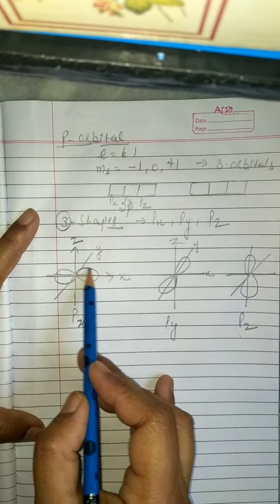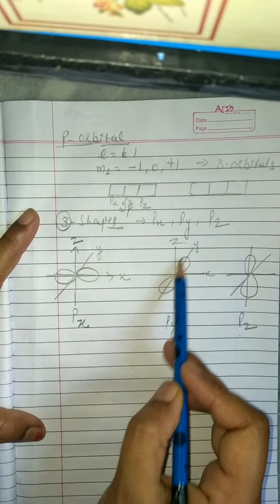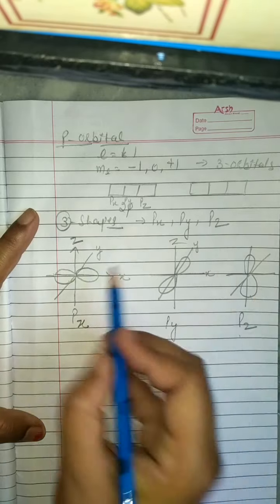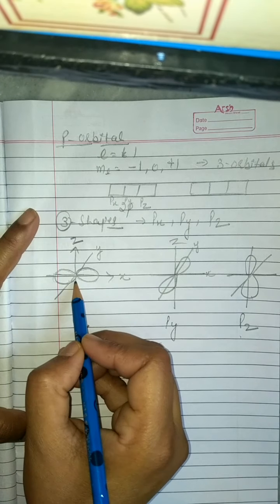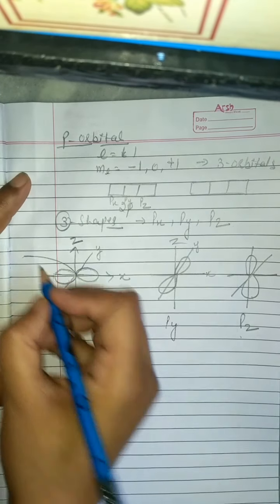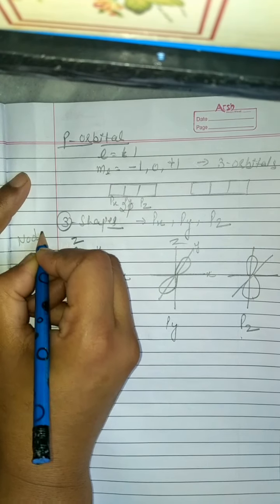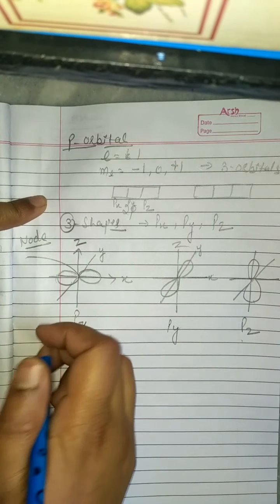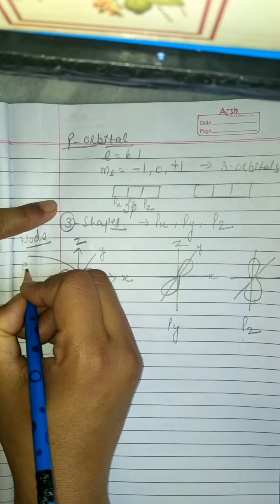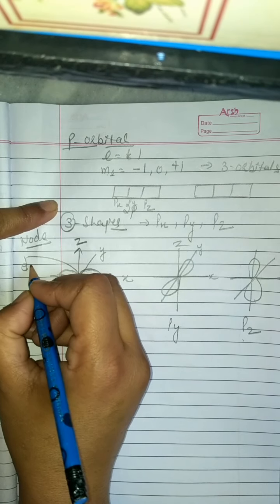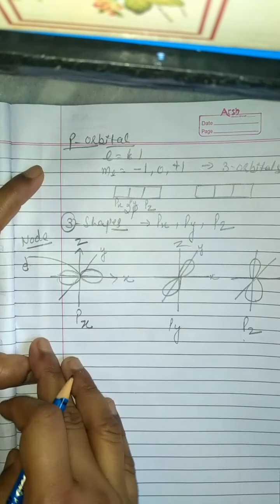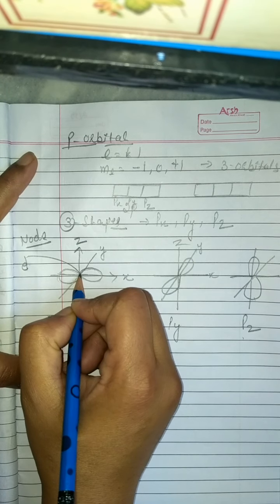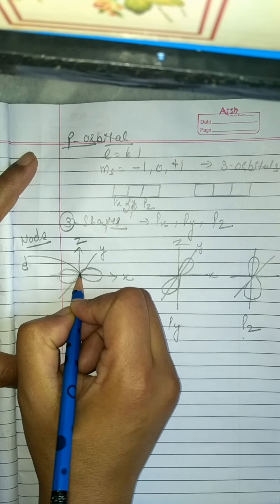In the case of x, two lobes are present on the x-axis, in the case of y on the y-axis, and in the case of z on the z-axis. These are called lobes, and at that point, this is called a node. Now, what is a node? At that point, the density of electron, the probability of finding the electron, is 0. At that point, no electron is present. That is called a node.